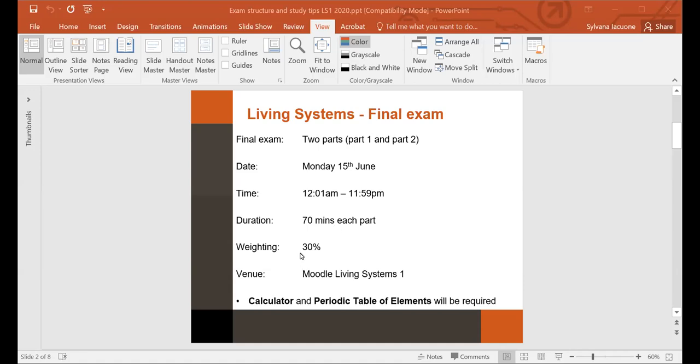All right, so the weighting for both parts combined is 30%. And as I said, you can find both part 1 and part 2 of the exam on Moodle. They just became visible this morning sometime, so you can have a look at them. Don't forget that you'll need to have your calculator with you and a copy of the periodic table of the elements. So that's also important.